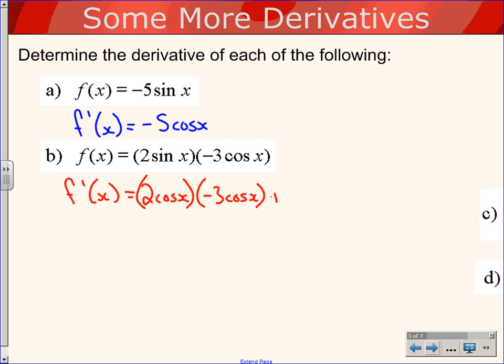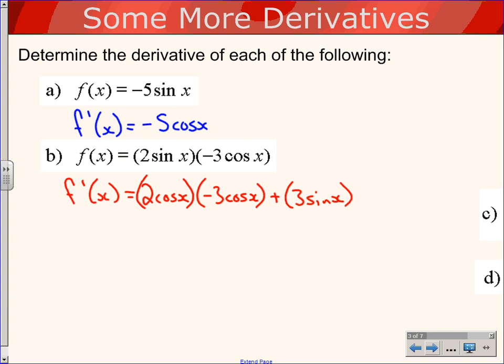plus the derivative of the second. Now the derivative of cos is minus sine, right? And then there's a minus 3 there. So that's going to turn into a 3 sine x. And if you're not comfortable going at that speed, do it in two steps, that's okay too. But I think you'll be okay with that very quickly.